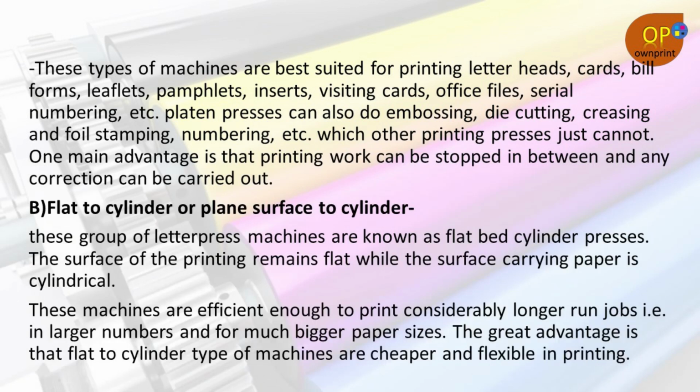Second, flat to cylinder or plain surface to cylinder. This group of letterpress machines is known as flatbed cylinder presses. The surface of printing remains flat while the surface carrying paper is cylindrical. These machines are efficient enough to print considerably longer run jobs, that is in larger numbers and for much bigger paper sizes. The great advantage is that the flat to cylinder type of machines are cheaper and flexible in printing.